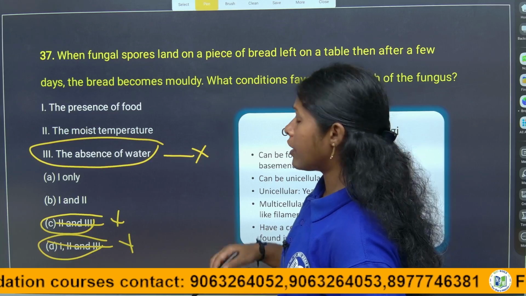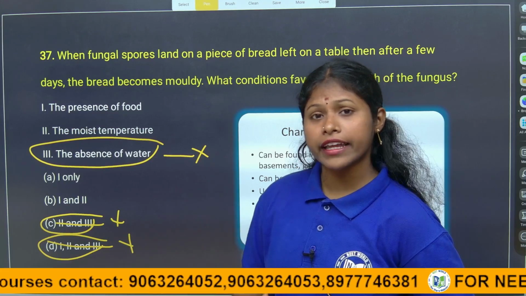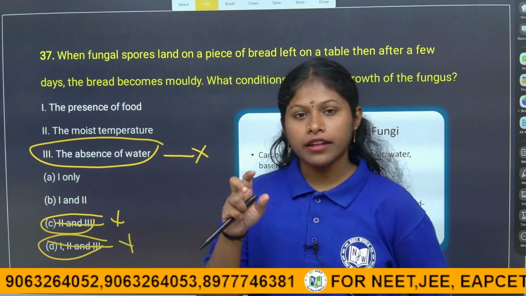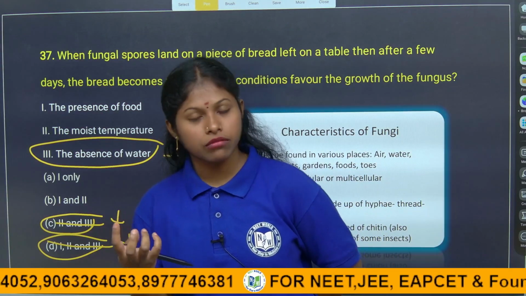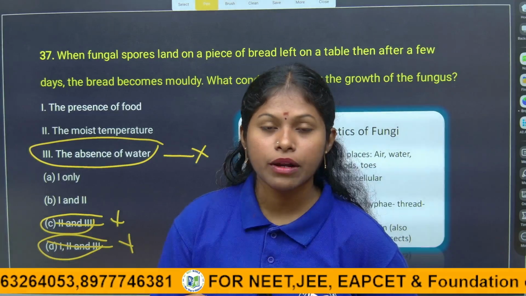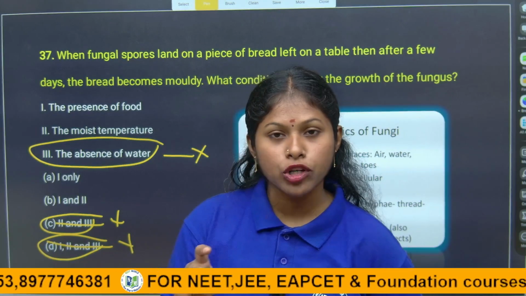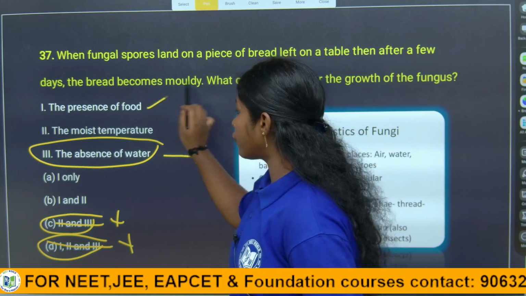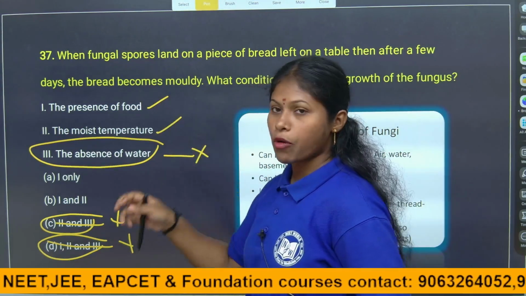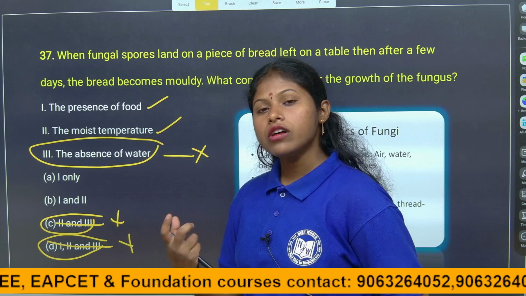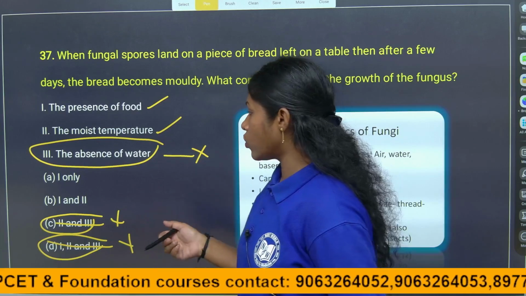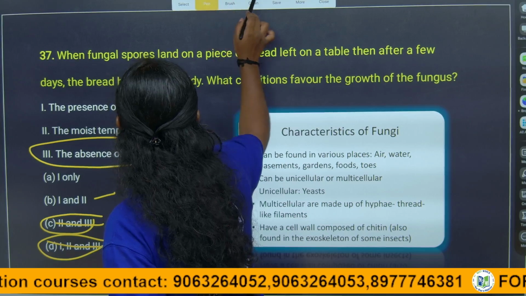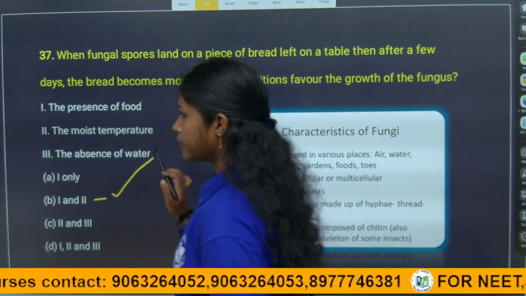So the presence of food, of course in the presence of food only the fungi can grow. Without food the fungi cannot grow, and the bread absorbs more amount of moisture from the atmosphere itself. From the atmosphere only it absorbs the moist condition. It is suitable for the growth of the fungus. Of course the presence of food is correct, and the moist temperature is available. That is why it is favorable for the growth of fungi. So the answer is 1 and 2. The answer is children, 1 and 2.